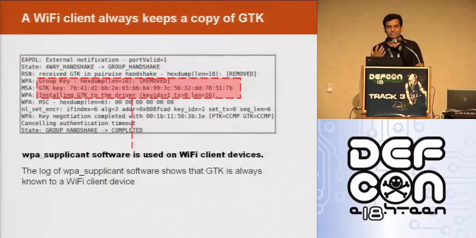Now let me ask, what is stopping that client from using that GTK for its own packet encryption? The protocol says, as normal behavior, that the client should not use this key for packet encryption. It should always use this key for packet decryption. But a malicious user can always exploit this key. A malicious user present in that network can use this key to create its own packet.